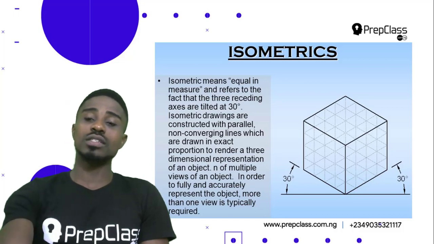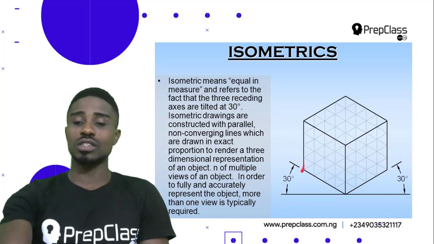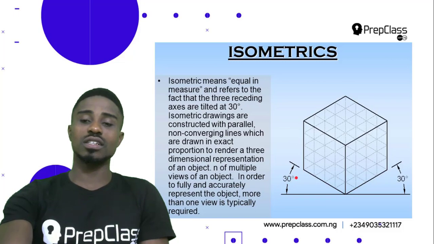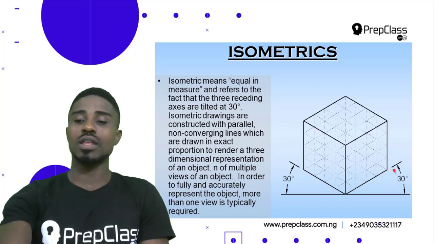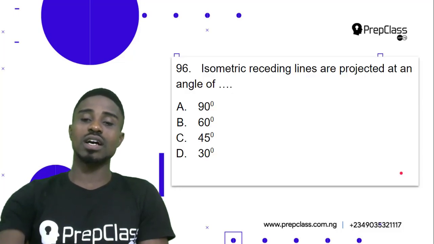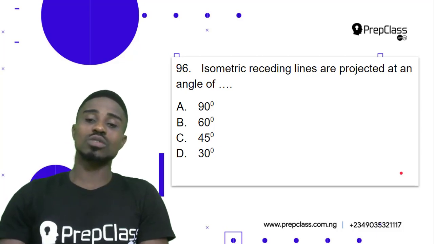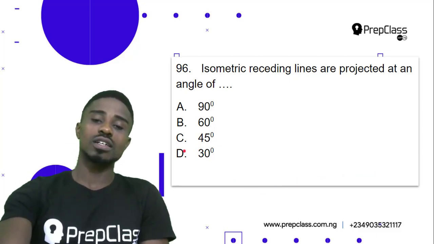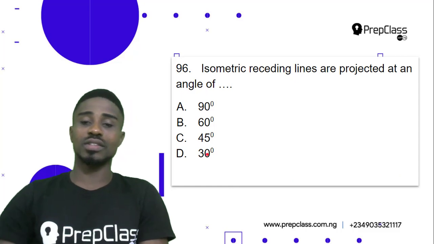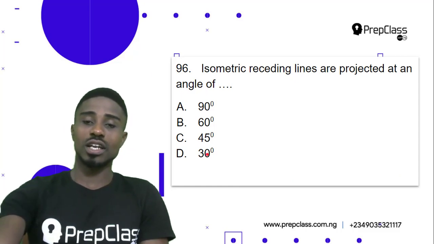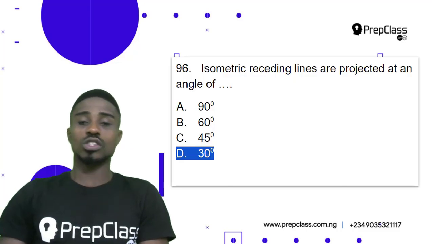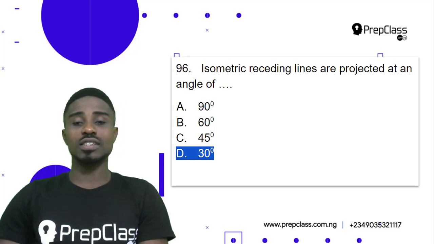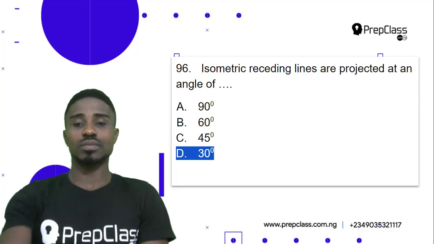Now, it basically means the receding projection is in 30 degrees. You can see it here. So, our correct answer for question 96 will be option D, 30 degrees. Alright, let's check it out. Question 96, option D, 30 degrees is our correct answer. Let's look at the next question.